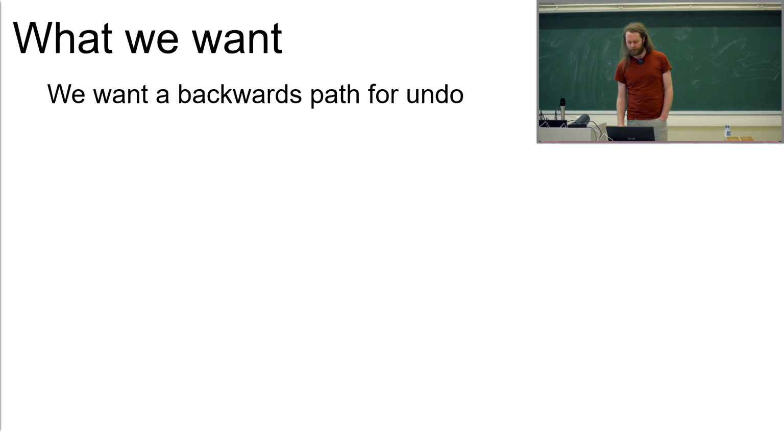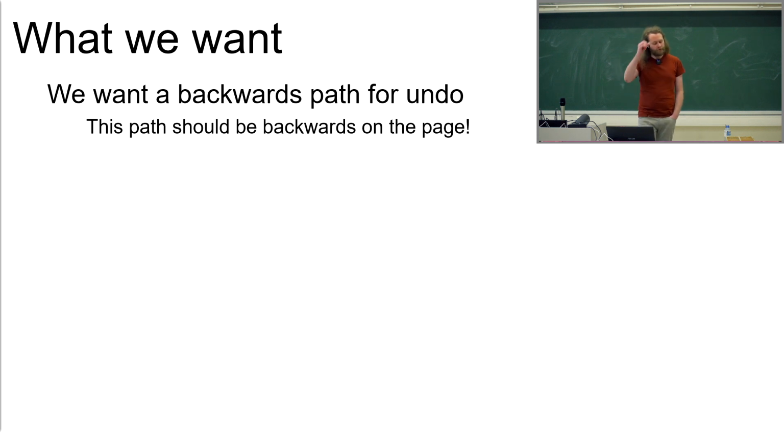We need a backwards path. And preferably, it would be nice if this path was actually backwards on the page, so that the code goes down the page when we're doing and it goes up the page when we're undoing. That would be ideal. The question is, what control flow mechanisms do we have that actually let us write code that runs backwards on the page?